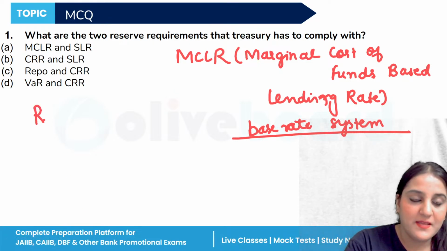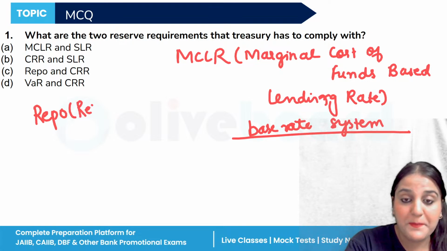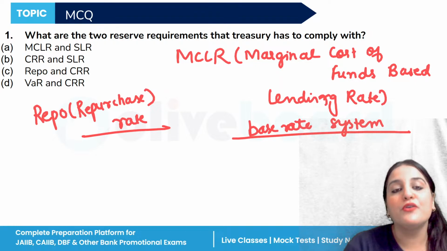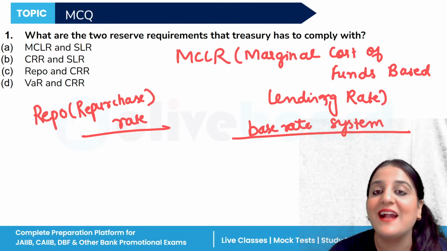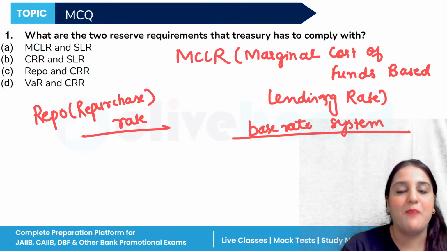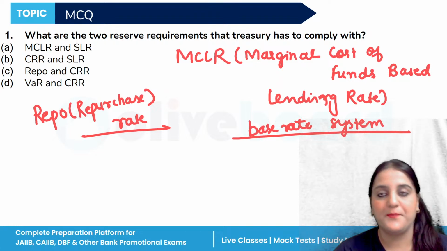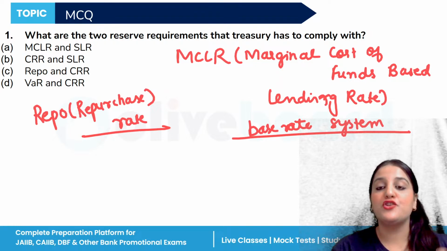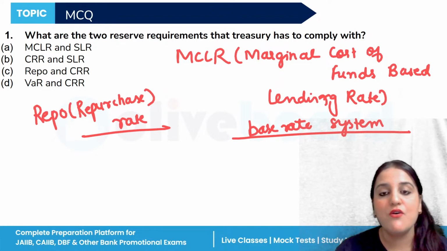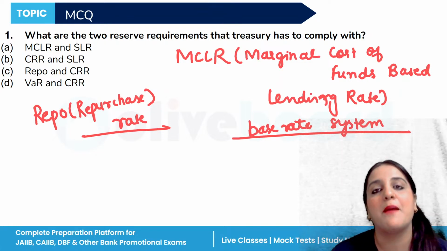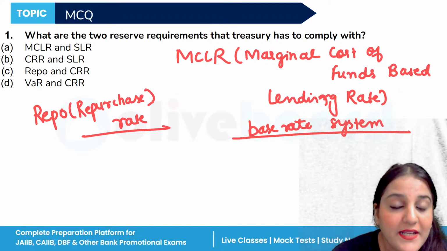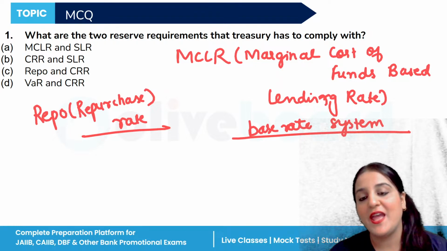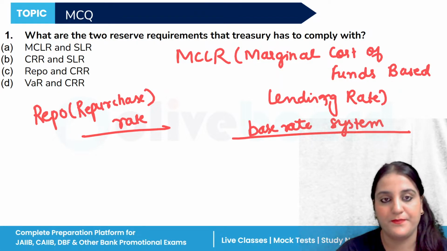Then, what is the meaning of repo? That is repurchase rate. The repo rate is the rate at which the central bank, like the Reserve Bank of India, lends money to the commercial banks, typically for short-term needs. When the central bank raises the repo rate, borrowing becomes more expensive, which helps control inflation.